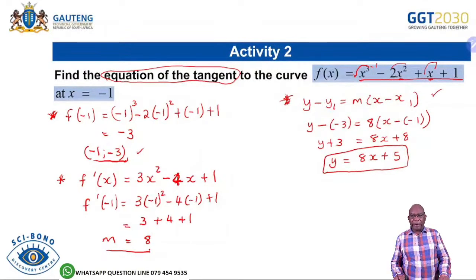Okay, welcome back. Let's just recap on that question. Activity 2, equation of the tangent. We said first step, point. Second step, gradient. Third step, equation of the tangent.